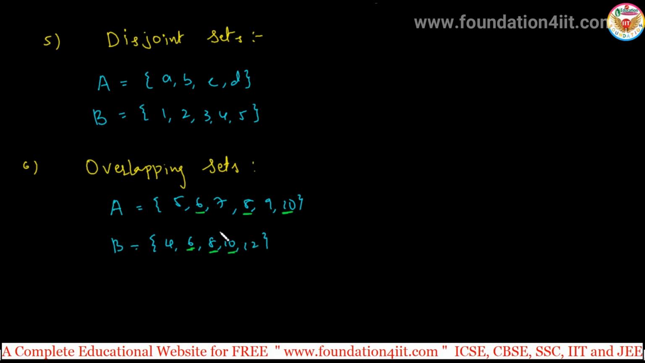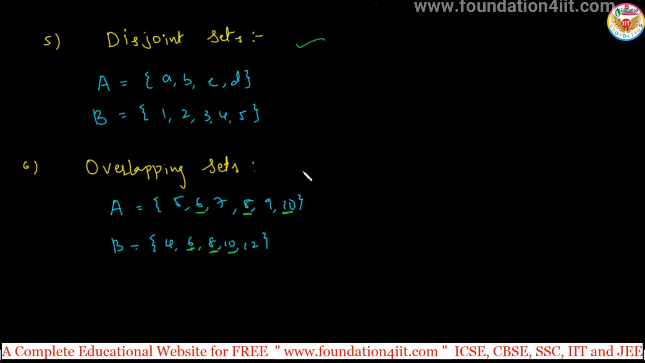Take the set of students in class 10th. For example, set A is class 10th girls, and set B is all class 10th students. So some girls are common to both sets. Here the meaning is, if two given sets have at least one element in common, they are said to be overlapping sets. At least one element. If there is no element in common, they are disjoint. See the difference. At least one element in common, then overlapping sets. These are the types of sets.